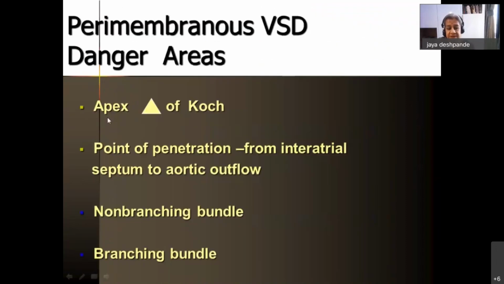So what are the dangerous areas which the surgeon has to be careful about? It is at the apex of the triangle of Koch, the point of penetration from the interradial septum to the aortic outflow, the non-branching bundle and the branching bundle.